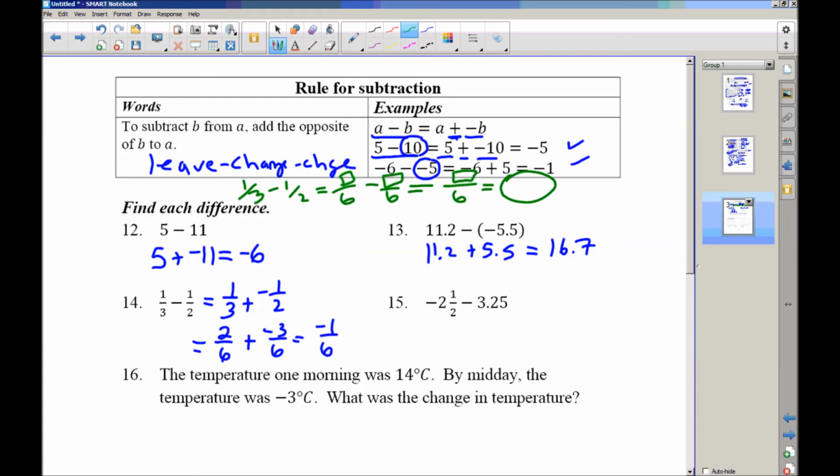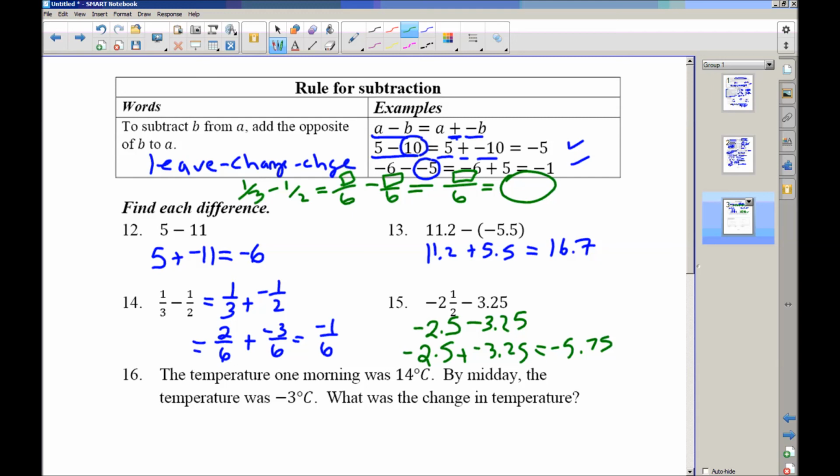Okay. Number 15, I got this mixed number. I'm going to go ahead and turn it into a decimal. It's a good trick. And then I will say add the opposite. And I'll add up the decimal parts, and I'm going to get 0.75, and I'll add up the whole number parts and get 5, so negative 5.75. I'm adding the absolute values of those and keeping the negative.